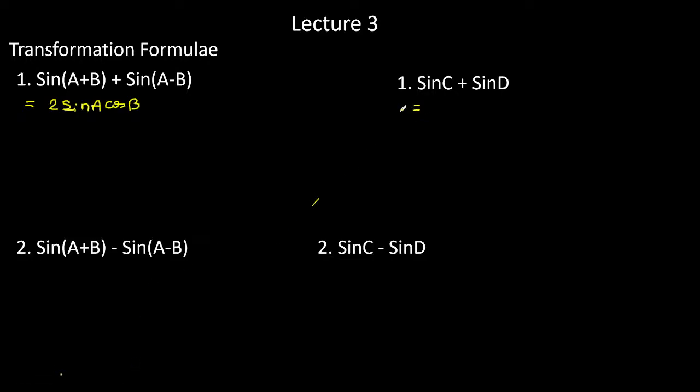So from here we will understand that if A plus B is C and A minus B is D, then what is A? A is nothing but C plus D by 2, and the value of B is C minus D by 2. So sine C plus sine D is 2 sine C plus D by 2 and cos C minus D by 2.